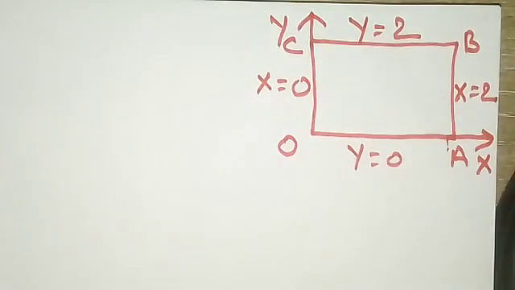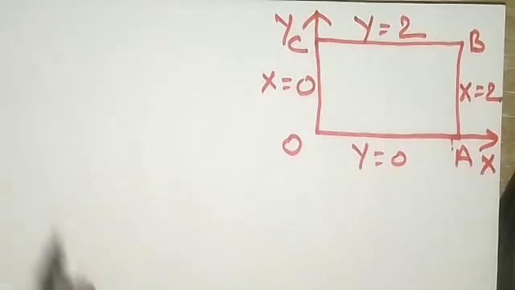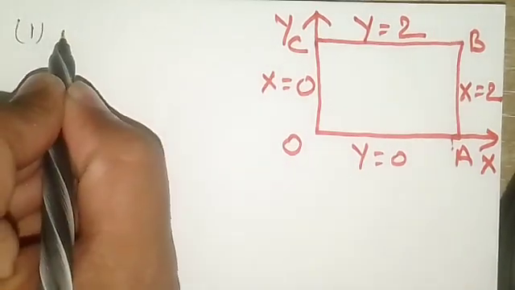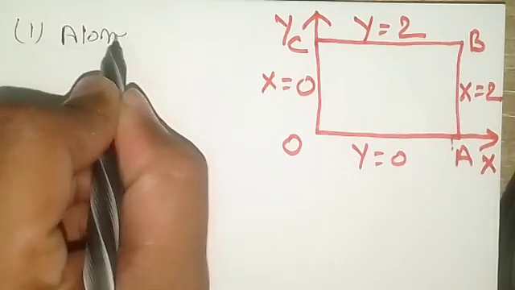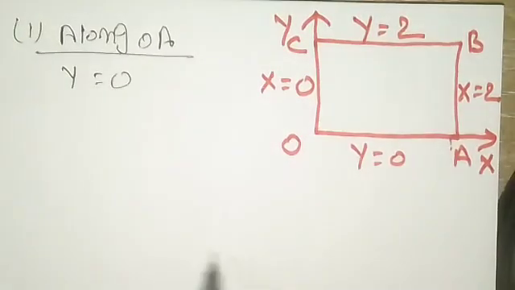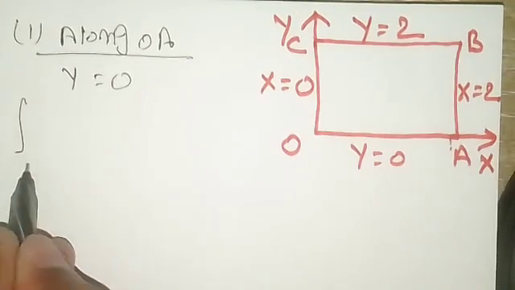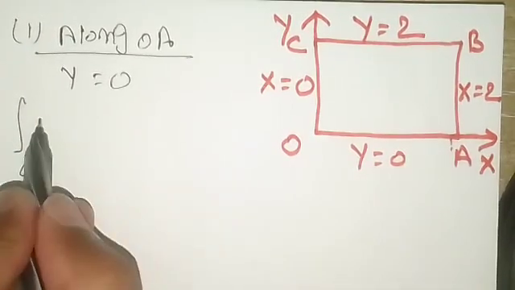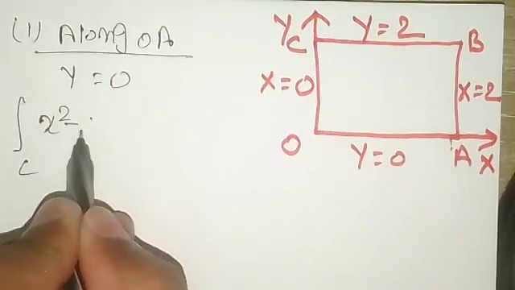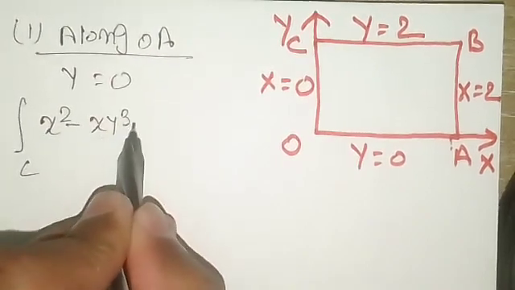On all four segments we have to evaluate M dx plus N dy. First of all, we'll do the evaluation along OA. On OA, y is equal to 0. So when we write down the given curve, it is x square minus xy cube.